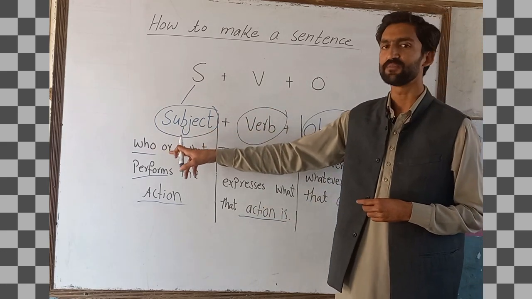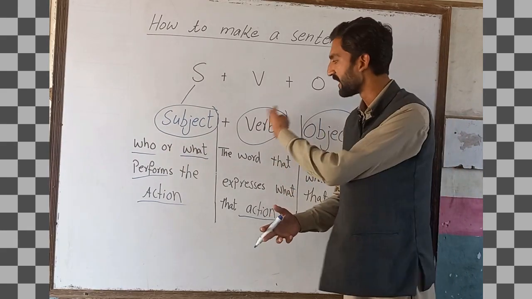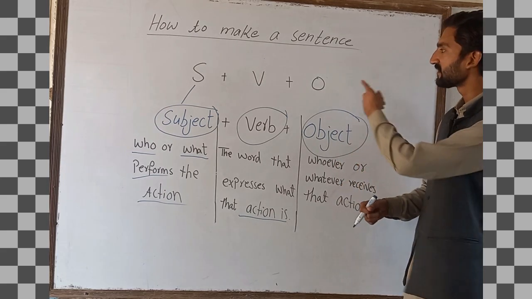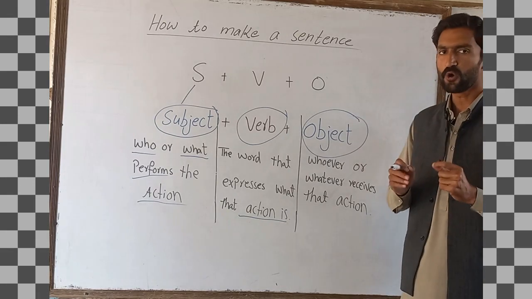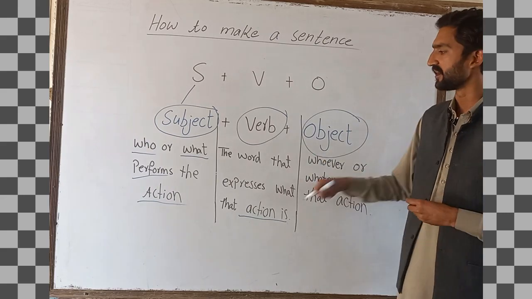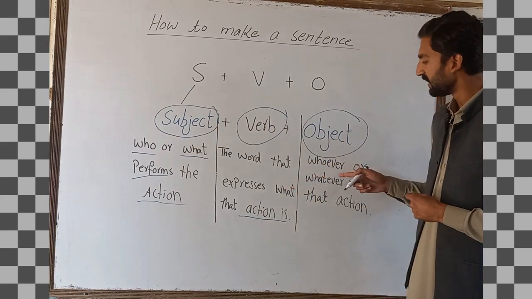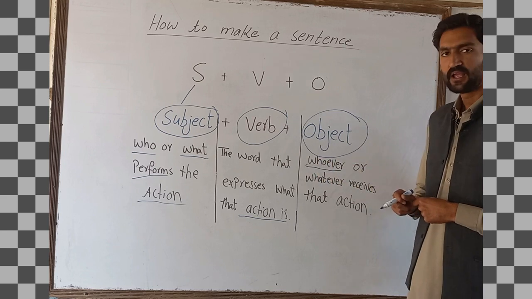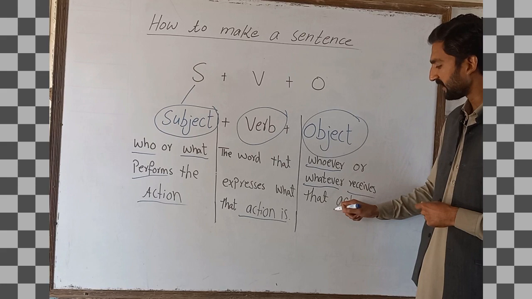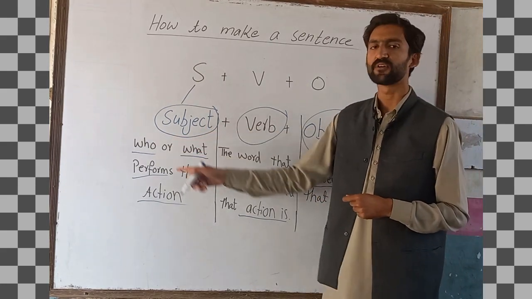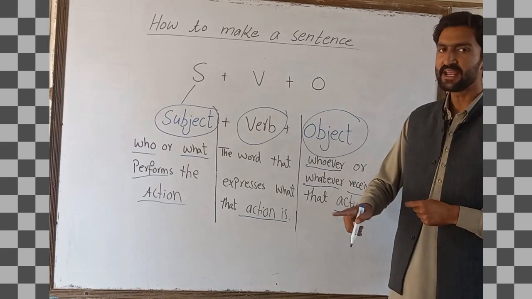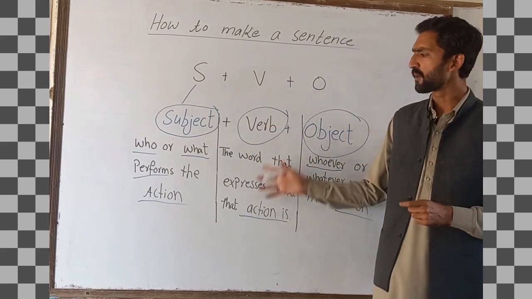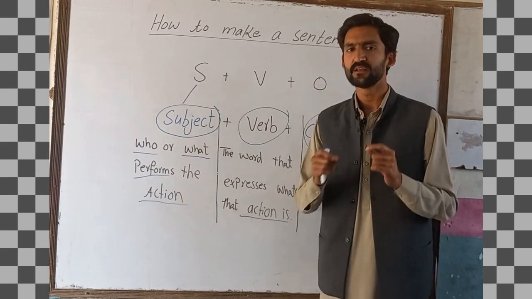So first, in the subject we see who or what performs the action. Next, in the verb we see what the action is, what expression is used or takes place. And the third and last one is the object. The object is the receiver of the action. Any action that a subject performs is received by the object. Anyone who performs any sort of action is known as a subject, and the action performed is known as the verb.